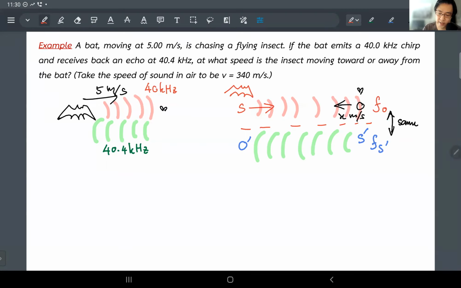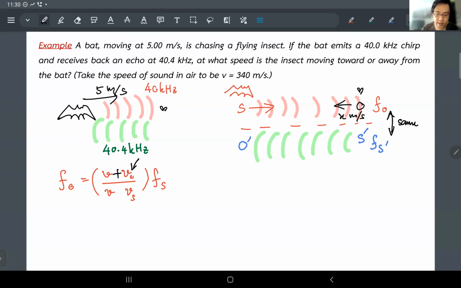Let's talk about the first half. What I want is to calculate the observed frequency structure right here. Ready? There you go. Now look at the first half. The bat is the source moving toward the insect. The frequency is supposed to be, oh, I'm sorry. We start with the observer, right? Sorry, my bad. Observer first. The insect, we already set the insect to move toward the source, the bat. So in this case, the frequency is supposed to be higher. So you pick the positive sign here.